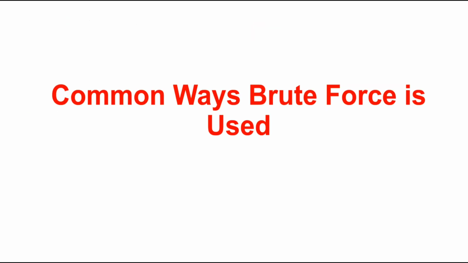Next, we move on to the common ways brute force is used. In string matching, brute force is used for searching for a substring within a string, like sliding a window over the string and comparing the substring to the target at each position. For example, naive string search. To search for a substring in a string, brute force would involve comparing every possible substring of the same length as the target with the target.